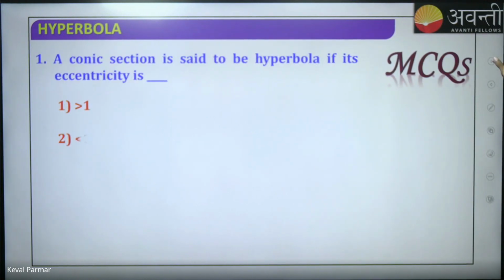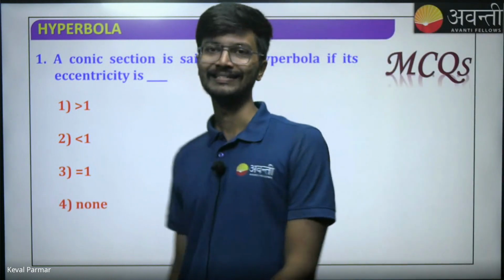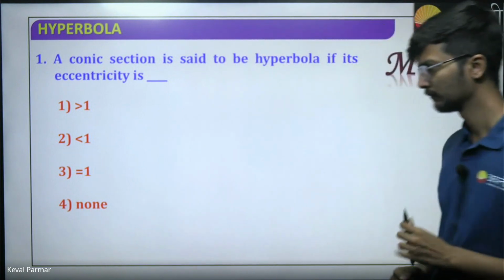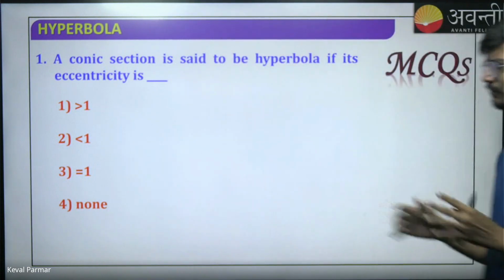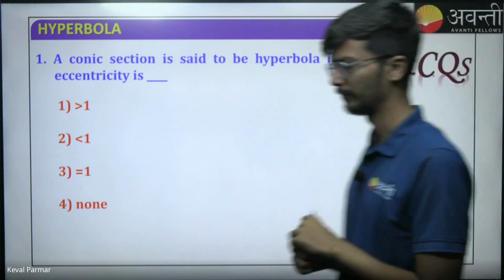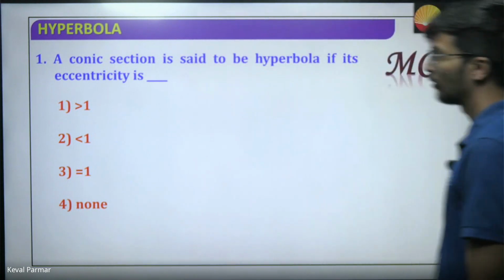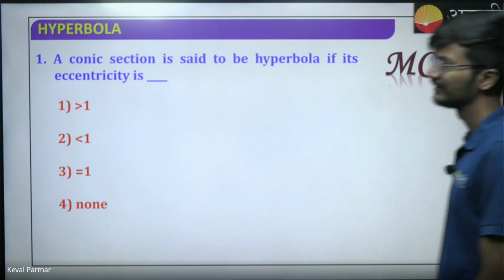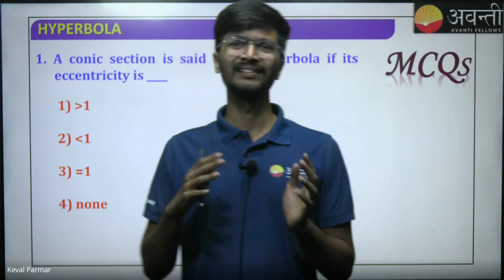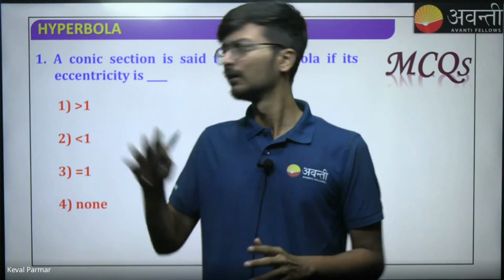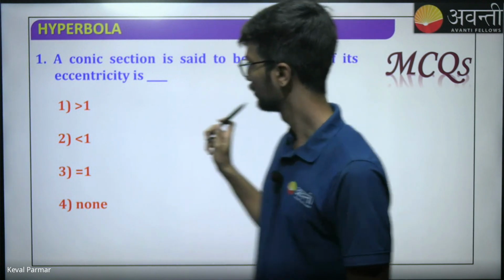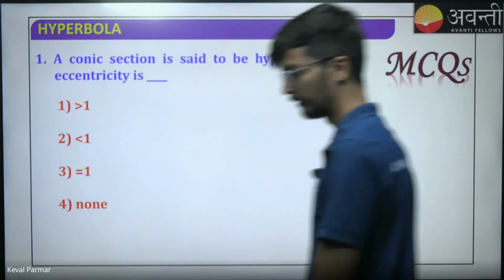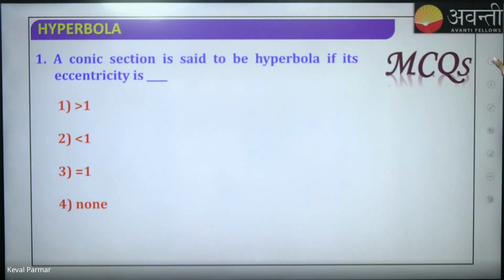Okay, just now we did this. A conic is said to be hyperbola if its eccentricity is... See, guys, I already told you we do these types of questions just for revision purposes so that your memory stays fresh. State entrance exams, like the Karnataka CET and all, can ask this level of questions. So for hyperbola, eccentricity is greater than 1, so it is option A, right?